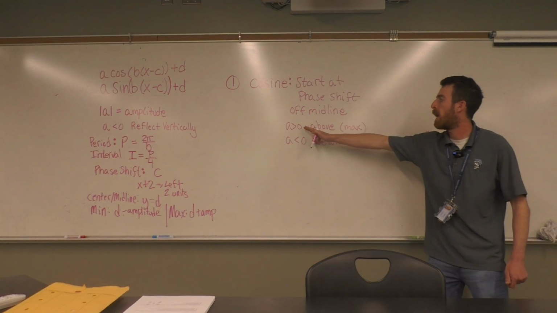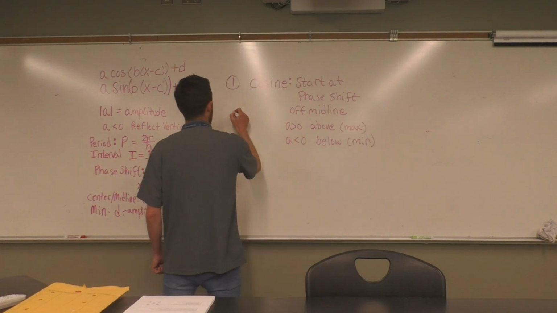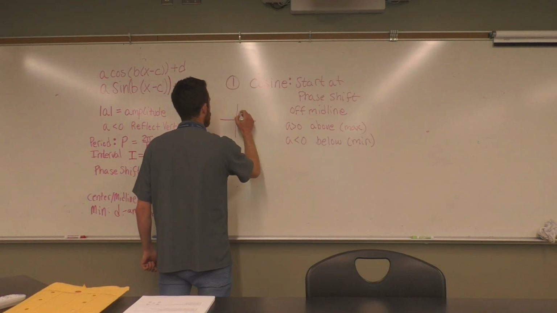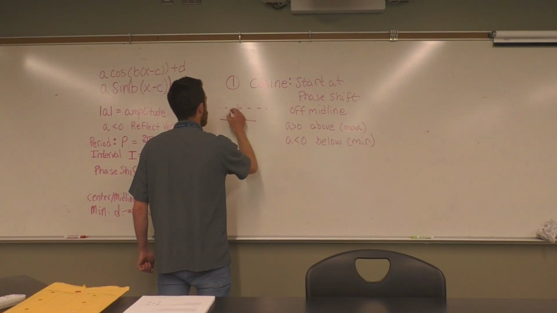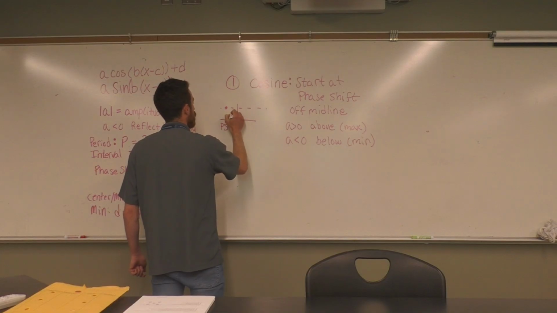Right, so if we have a positive amplitude, this is a normal cosine graph. Phase shift, and we're not drawing a full graph yet.